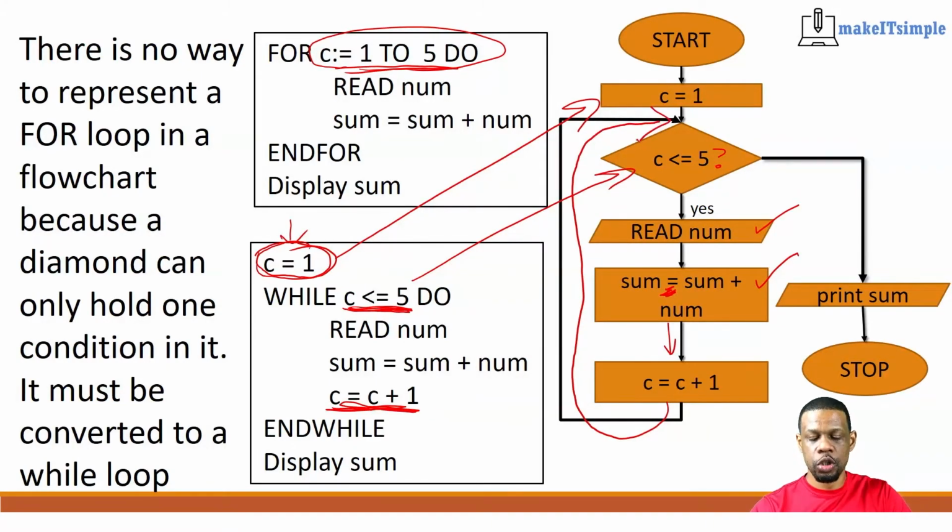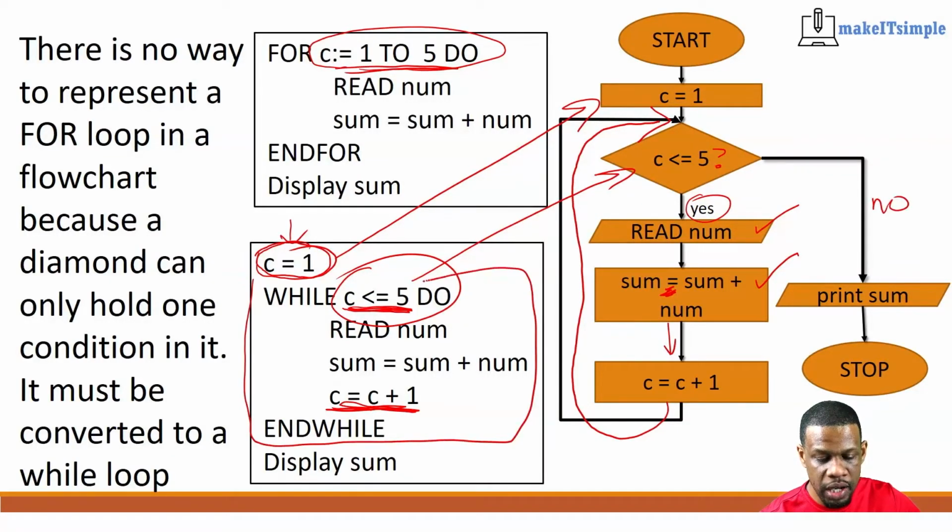Now, this is going to loop back all the way up to the start of the while loop. The start of the while loop asks the question, is C less than or equal to 5? And the answer to this question will determine where the flowchart will go. So the answer could be yes, and it will do the whole loop again, or the answer could be no, and it will not do the loop again, and then it will skip whatever the loop said to do, which is this whole block here.